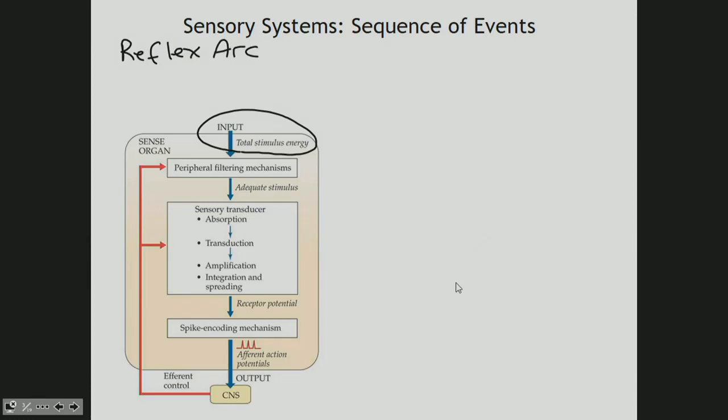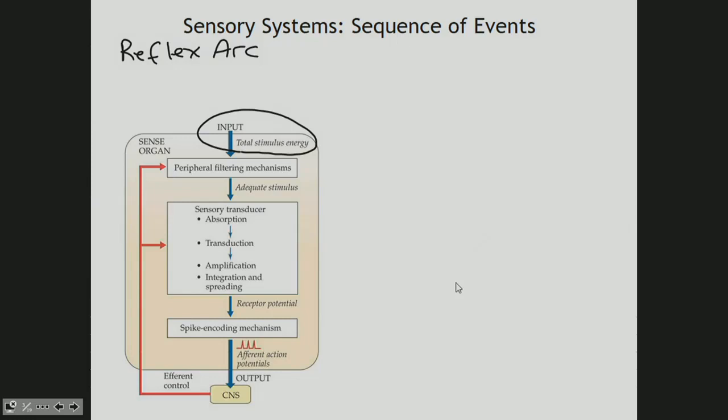We call it a reflex arc. So you bring in sensory input. There's some peripheral filtering. If it's enough of a stimulus after it gets through the filtering, then you start to transduce that signal, which has absorption, transduction, amplification, integration, and spreading of a signal. You then, if it's adequate enough after spreading, have a receptor potential that gets generated. And then you encode that receptor potential or changes in it with spikes.